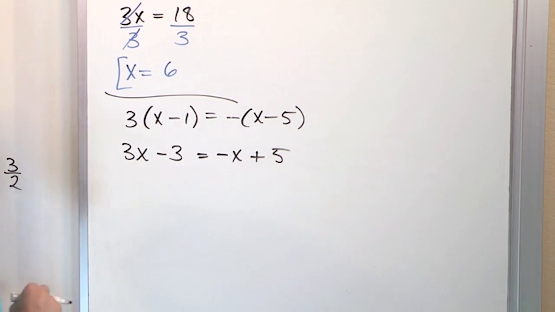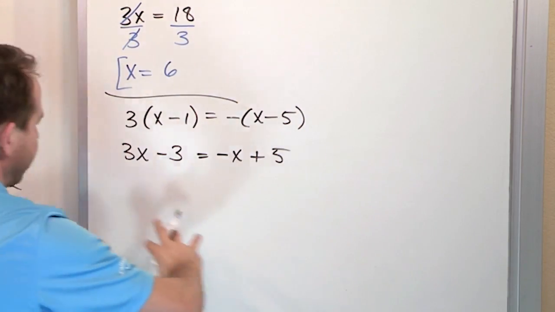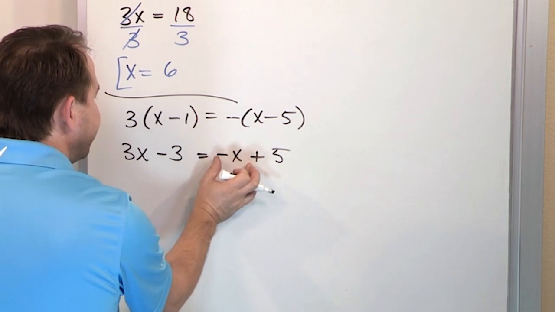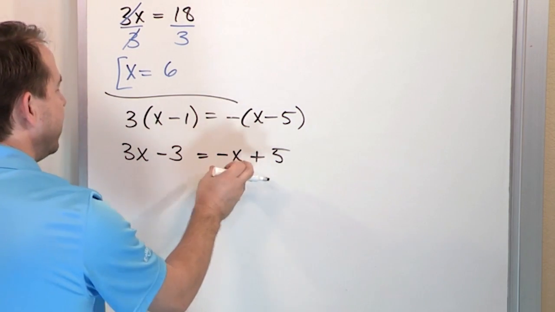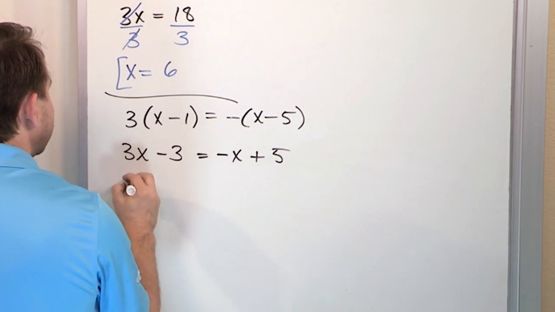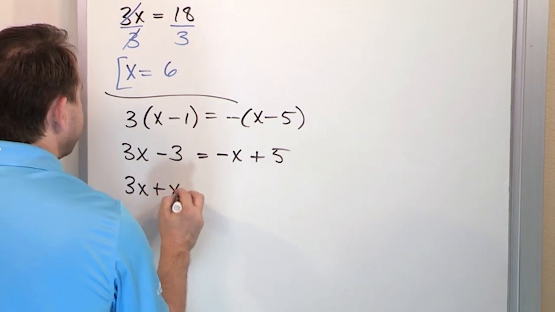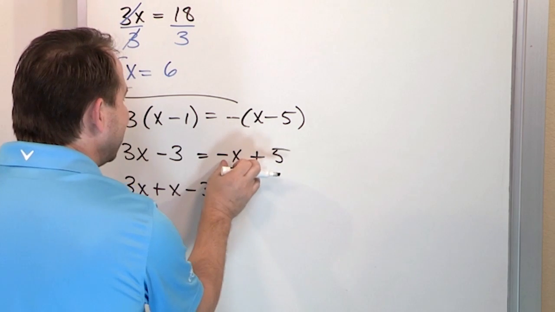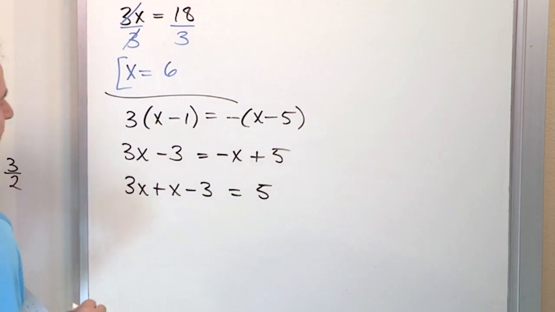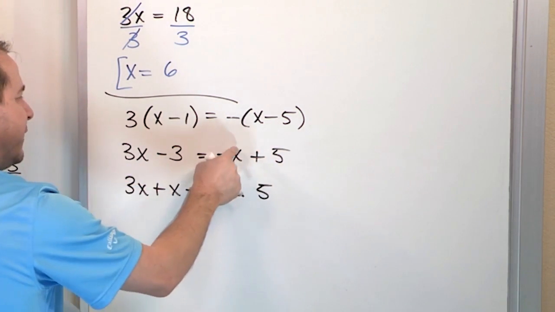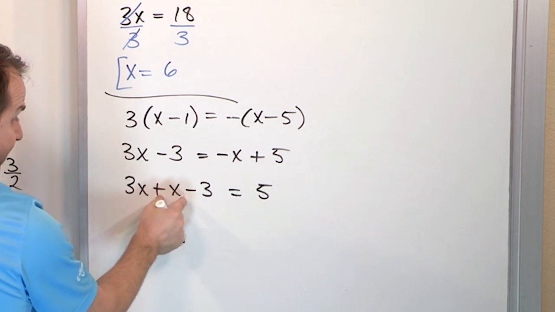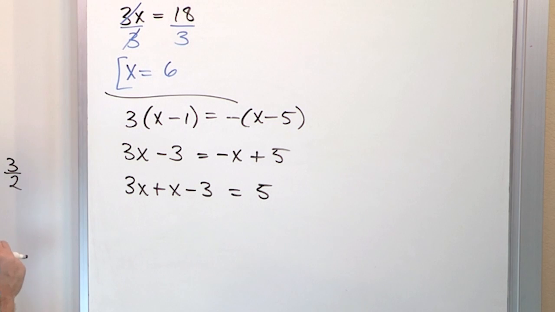Now, the next thing you need to do is get the x's on one side, the numbers on the other side. So let's move this x over here. How? It's negative x. So to kill it on the right, we have to do the opposite. We're going to add x. So on the left, it'll be 3x plus x minus 3. I just added the x on the left-hand side. On the right-hand side, it gets killed here, and we only have a 5. Because when I add x to the right, it'll just give me a 0. But when I add x to the left, I have to add it here. I haven't done it yet, but that's what I've written down.